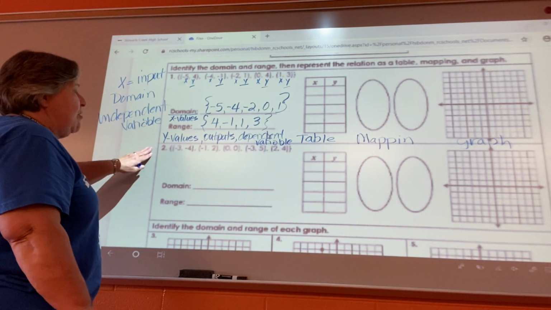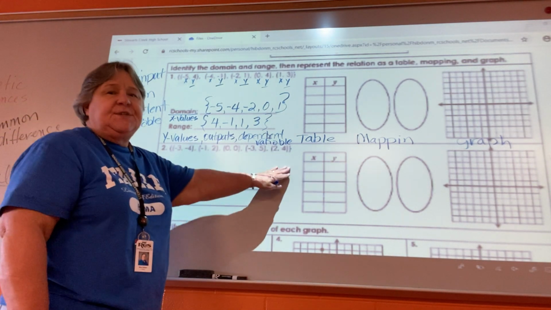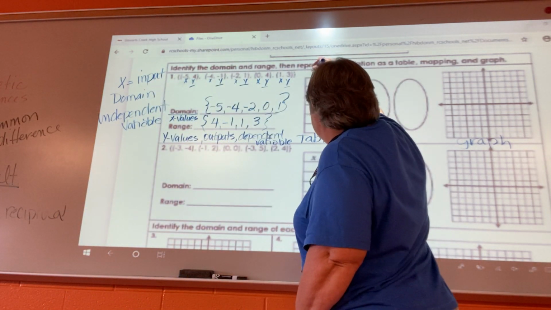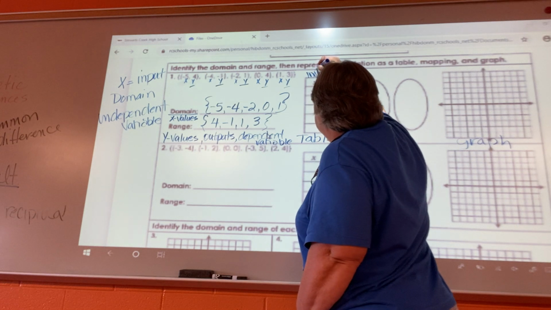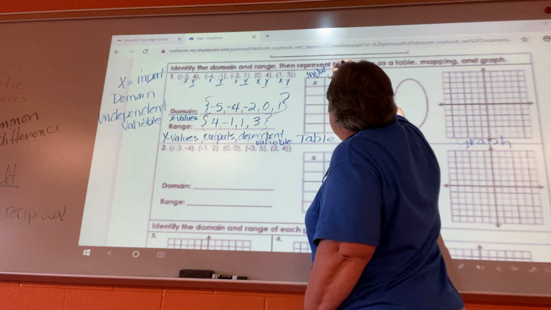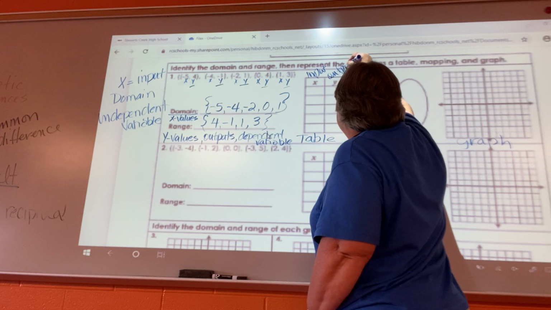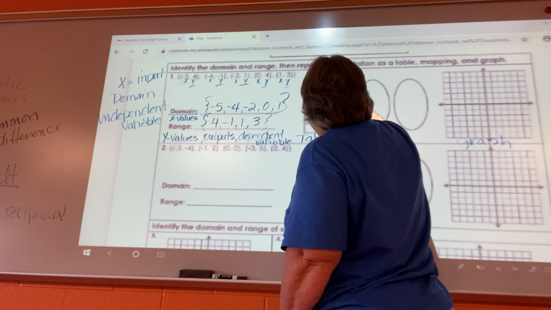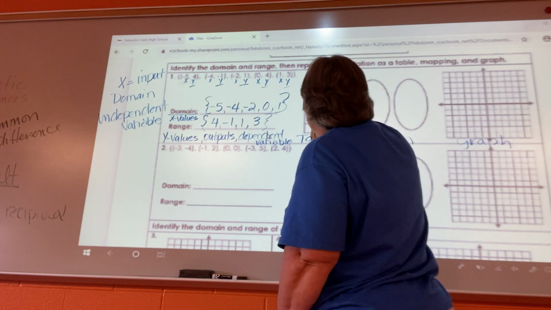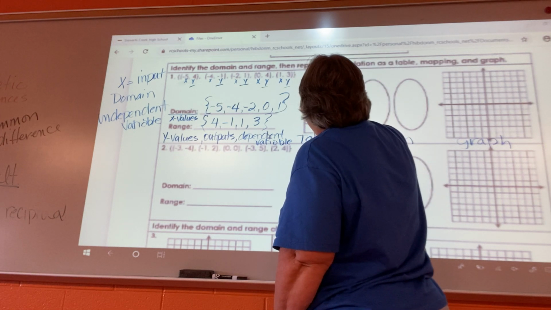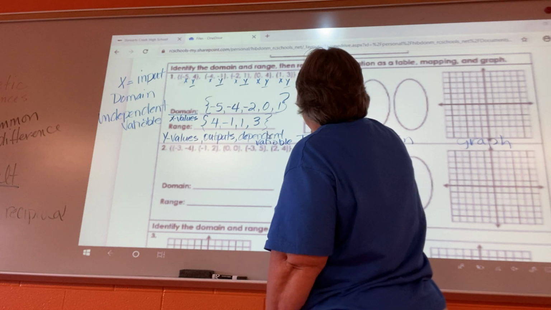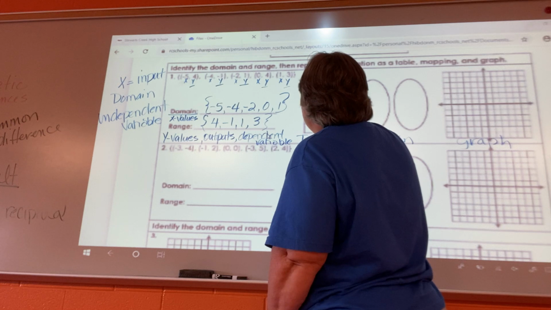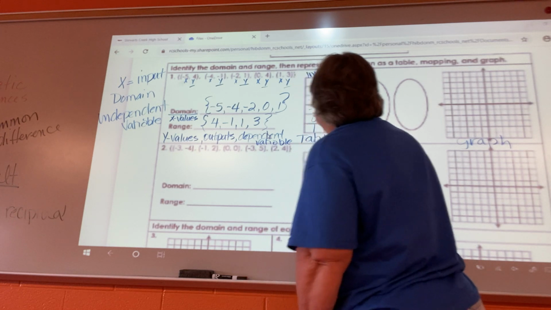So now I'm going to take them and put them over here in the table. And the table is going to be, again, this is the input, and this is the output. So X is going to be -5 and 4. It's just that ordered pair. -4 and -1, -2 and 1, 0, 4, and 1, 3.